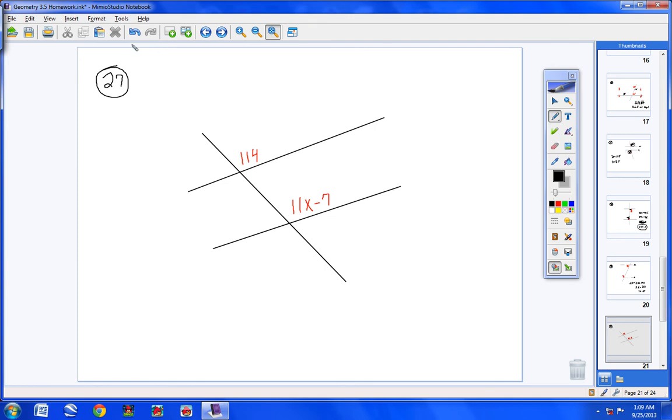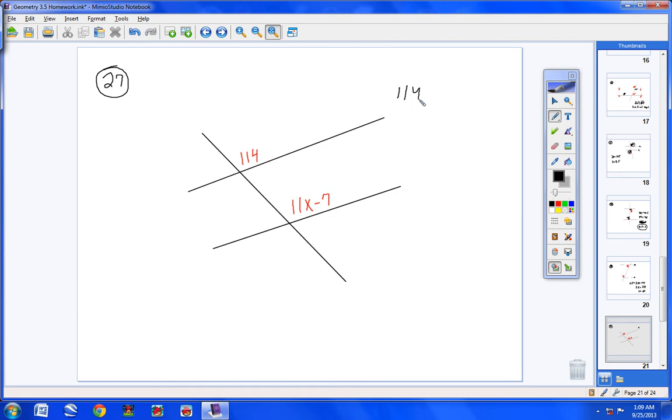What we have here would be corresponding angles. Notice this angle is above the parallel line, this angle is above the parallel line, and they're both on the same side of the transversal, the right side. So we call that corresponding angles. Now when two lines are parallel, what we've learned is corresponding angles are congruent.